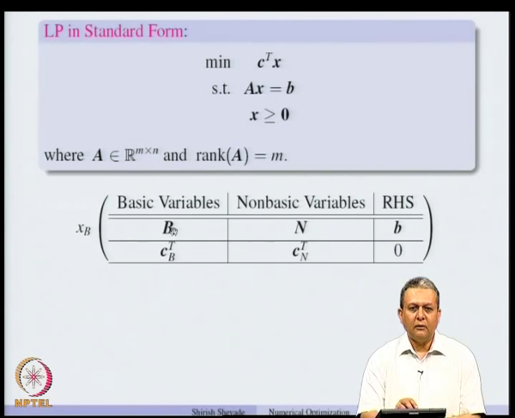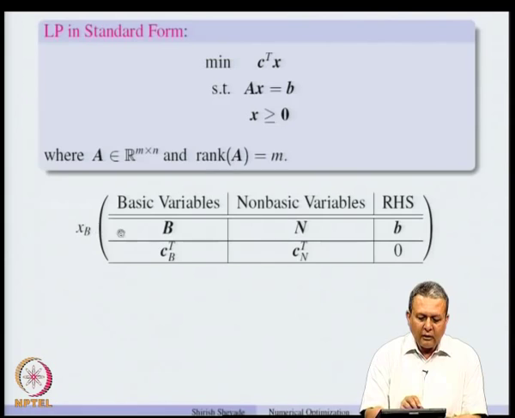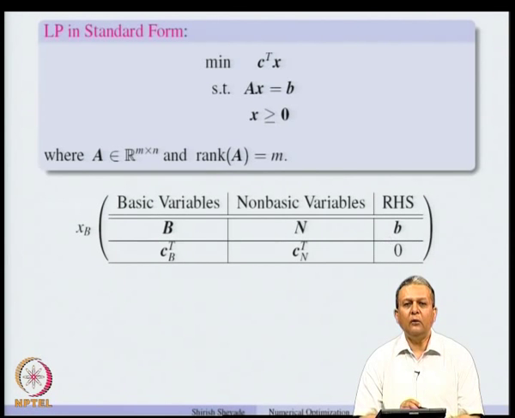Now, first we write the matrix B associated with the basic variables, matrix N associated with the non-basic variables, and then the corresponding vectors in the objective function. So, C transpose is split into CB transpose and CN transpose, and this entry is currently kept 0. Now, you will see that this set of rows corresponds to the basic variables, and what we want to do is find out if the current feasible solution is a basic feasible solution, that is xb greater than 0 and xn equal to 0. So, from this matrix, we should be able to get the current basic feasible solution, and that is xb equal to B inverse b. And we know that xn equal to 0, so we do not have to worry about that part.